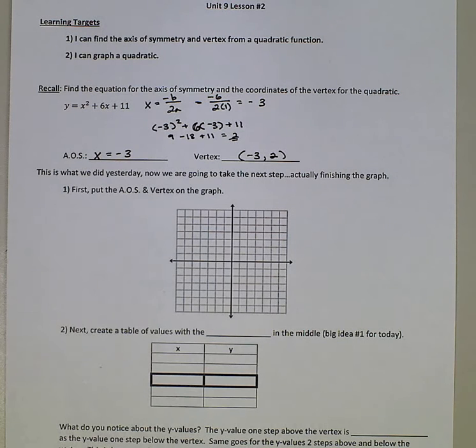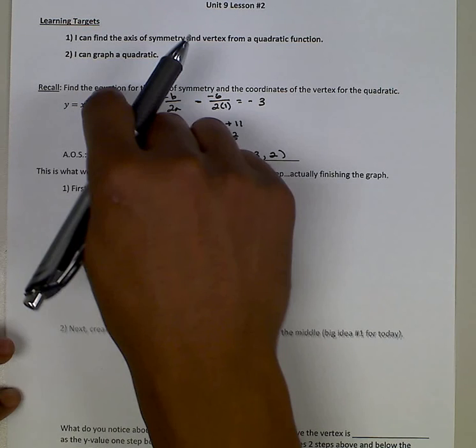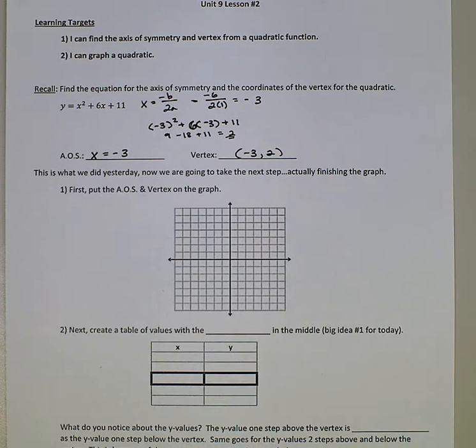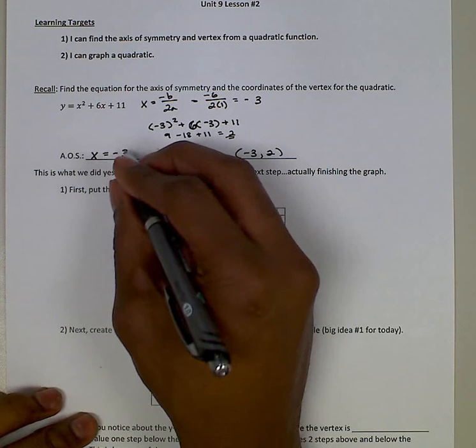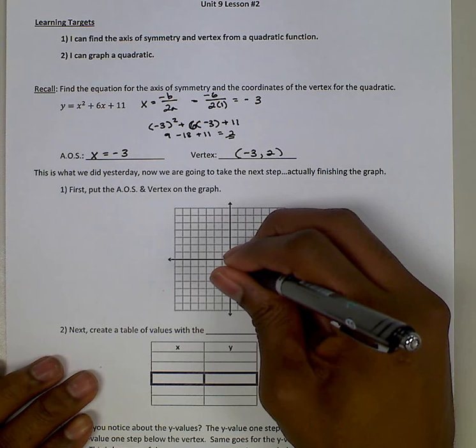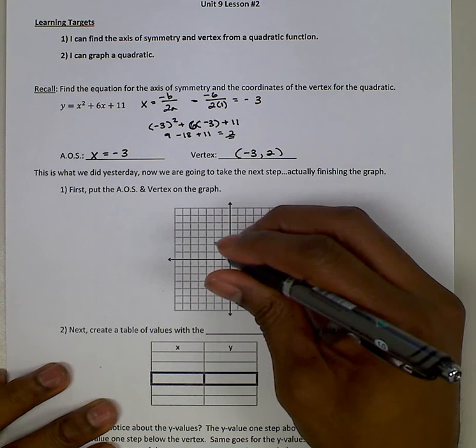So we'll put our vertex and our axis of symmetry on the graph. We're going to graph this function on this front side. So we have our vertex. Remember our axis of symmetry is always a vertical line.